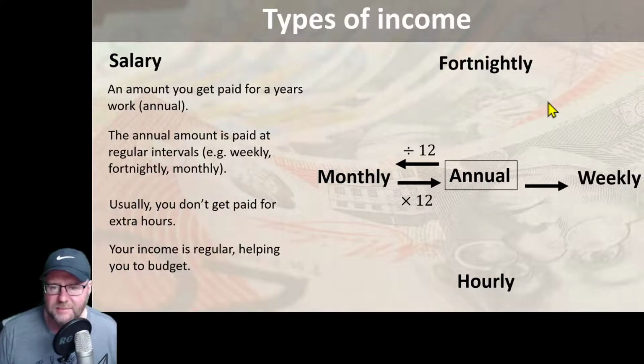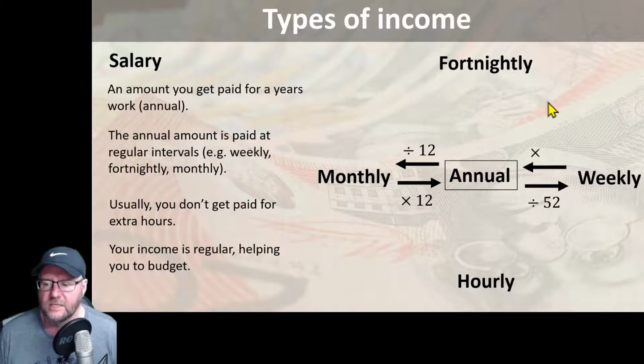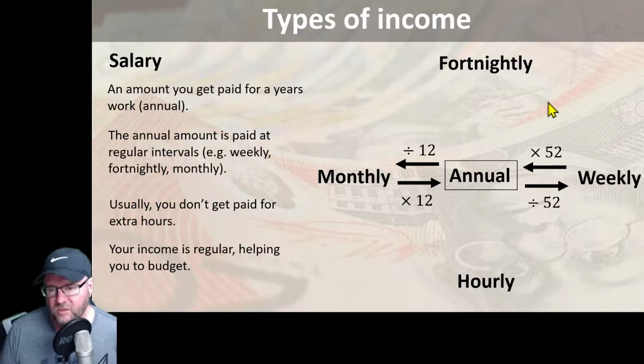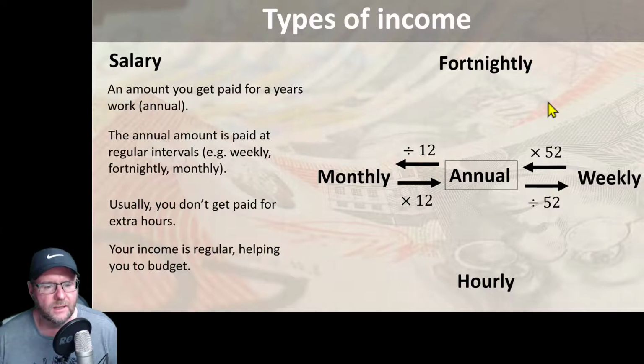Weekly, it's the same idea. If I've got a yearly amount, how much will it be per week? Will I divide it into 52 pieces? So I take my annual salary, divide it by 52, and coming back the other way, hopefully you can see we're going to multiply it by 52. If I've got, say, $200 a week, well, if I do that times 52 weeks, that will be my yearly or my annual salary.